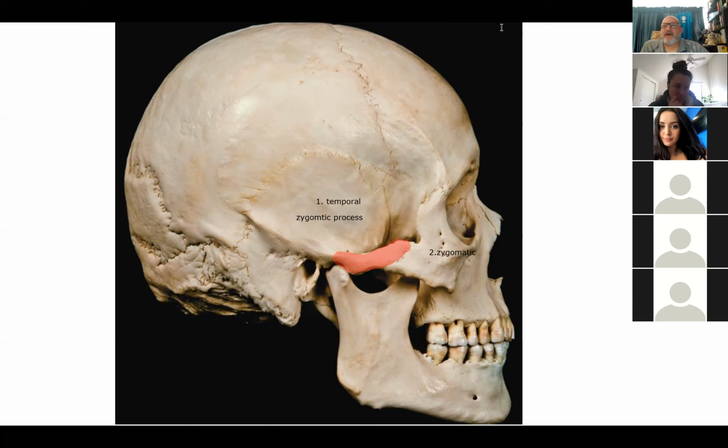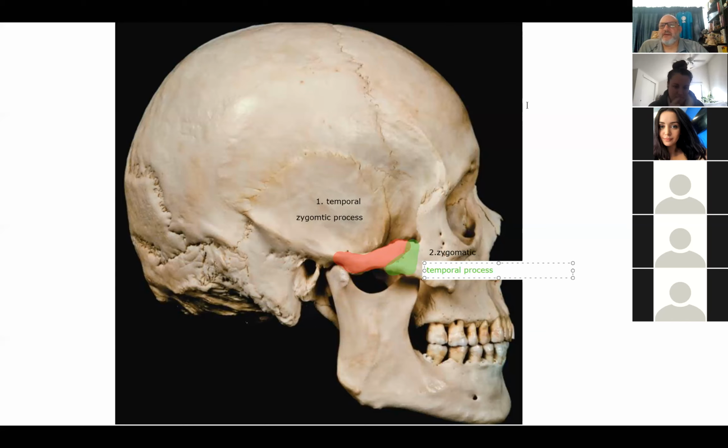This is the zygomatic bone. This little thing right here, oops, no, that's not supposed to be red. That's supposed to be green. This tiny little thing that sticks out here is a process of the zygomatic bone, but this process of the zygomatic bone connects to what bone? The temporal bone. So it is called the temporal process.